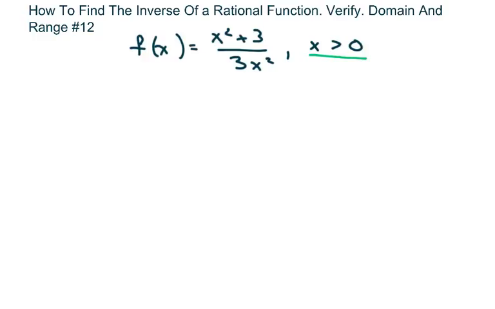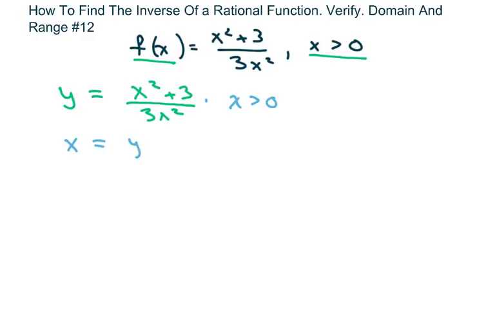So basically, the first thing we do is change this to y. We interchange the x and the y. And again, x has to be positive. All right, again, this is your inverse now. So basically, we're going to say that y must be positive. Okay, now cross multiply, and you get 3xy squared equals y squared plus 3.